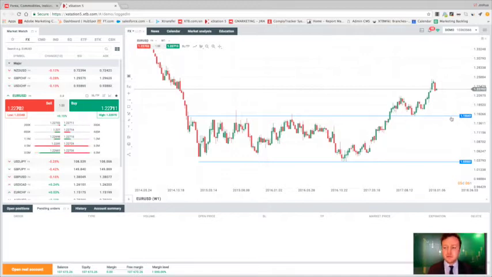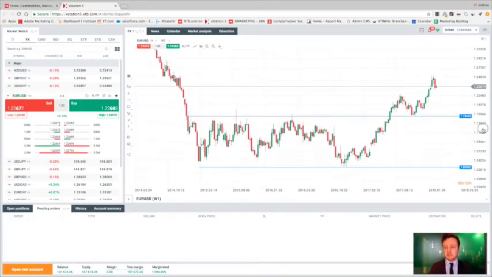Once it's broken above, you don't need to delete this line. You can keep it on your chart because it's an area of interest, if you will. And when the market pulled back down into it, you can then see if it will act as support, as it has on this occasion, and then pushed higher once more.